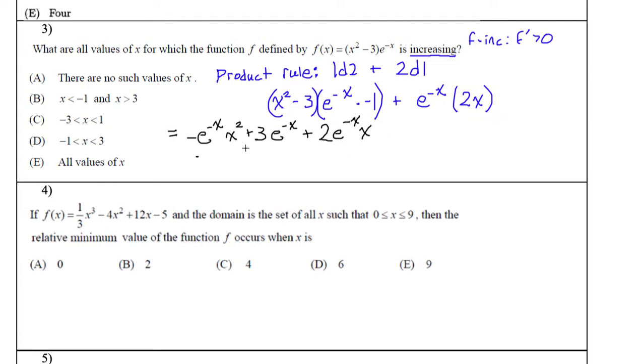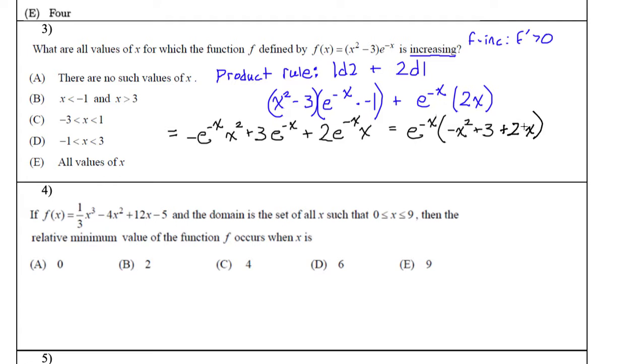All right, so I have 3 terms, 1, 2, 3. What is the greatest common factor of all of them? Let's factor it out. I see an e to the negative x in all of these, and that's the greatest common factor. So let's factor that out. It's going to be e to the negative x times, now I'm left over with a negative x squared here. I'm left over with a 3 here, so positive 3. I'm left over with a 2 and an x here, so plus 2x.